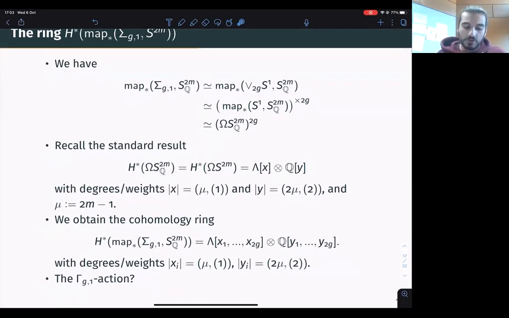Right. So by Quillen's theorem, we obtain the cohomology ring of this base mapping space from the surface to S^2MQ. That's an exterior algebra on 2g generators, tensor a polynomial algebra on 2g generators, of degree mu and 2 mu respectively, and their sphere weights are 1 and 2 respectively. So I think all that remains to compute for this is its gamma_g^1 action.